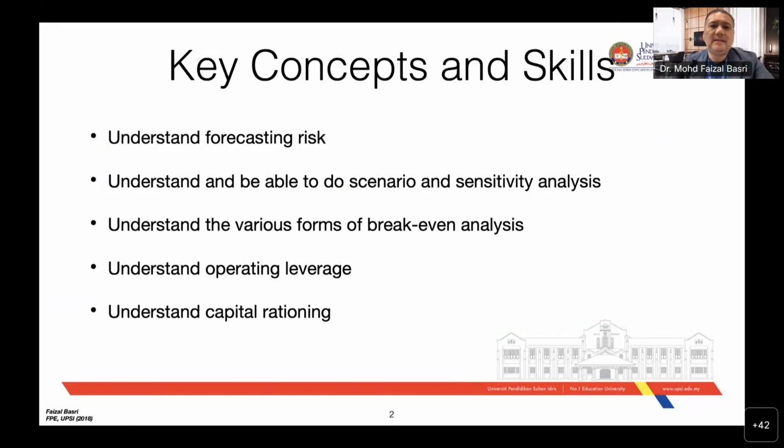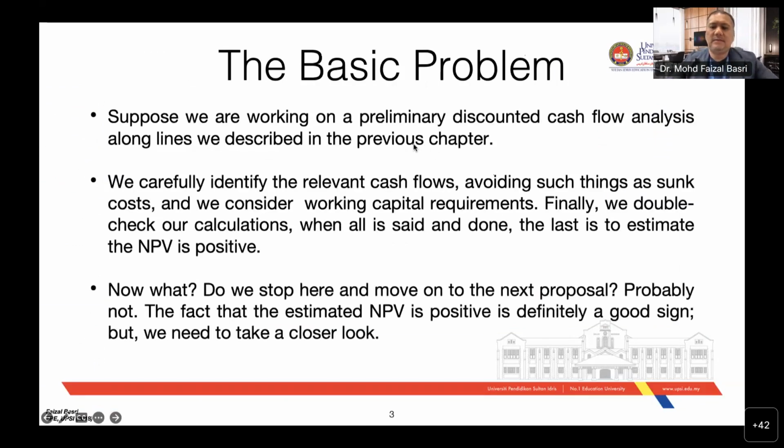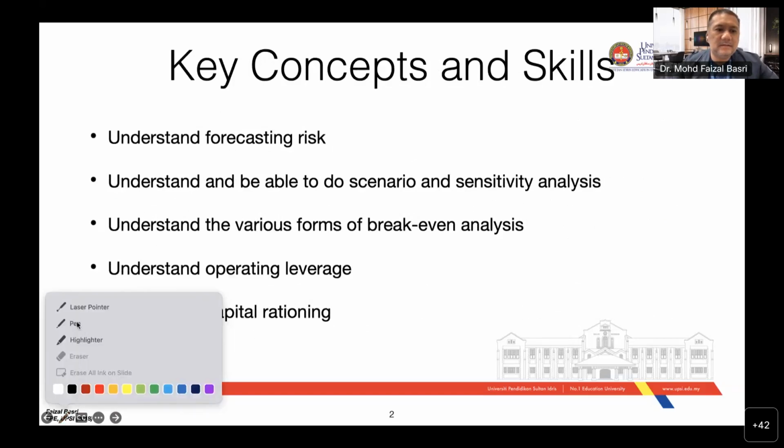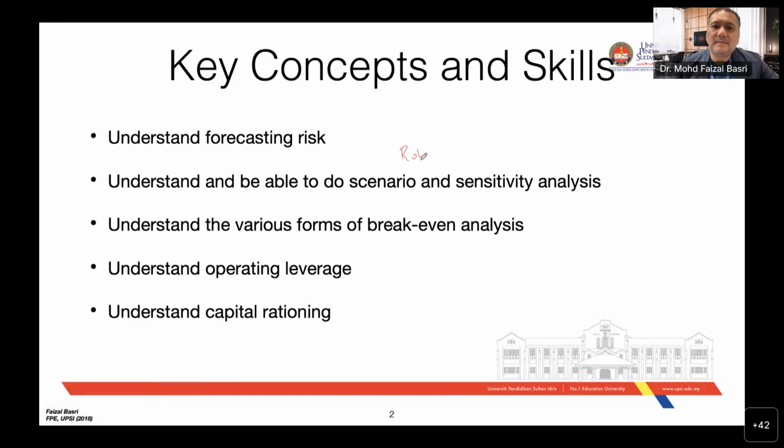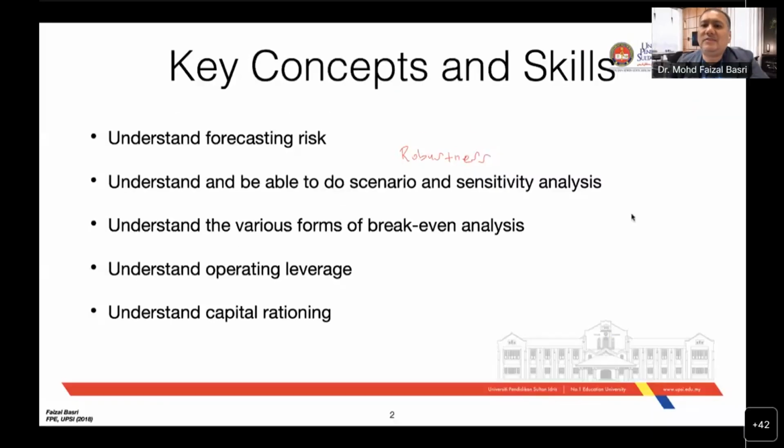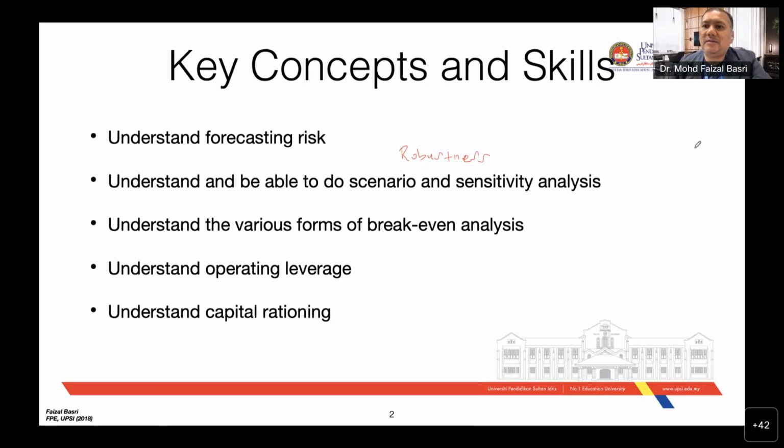So basically, there are a few things you will go through afterwards in terms of how to forecast the risk. And there are a few types of analysis that we will do in terms of to test, like I said, the robustness. Okay, just 1 second. Okay, to test the robustness of our analysis, to make our analysis, like I said, more accurate. Okay, so we have scenario and also sensitivity analysis. And on top of that, we're going to do some break-even analysis as well.